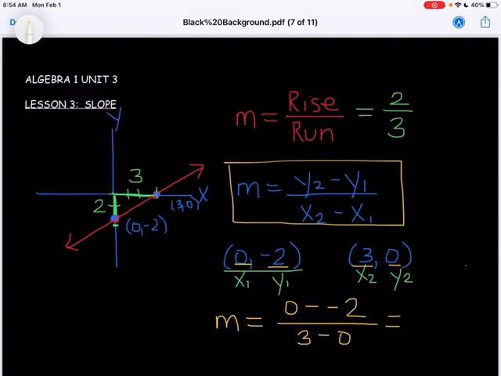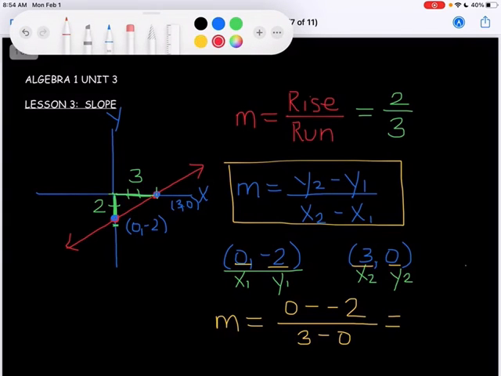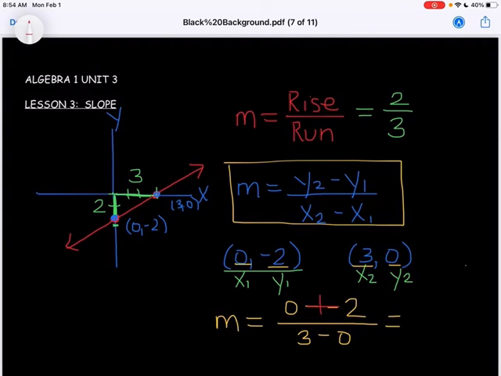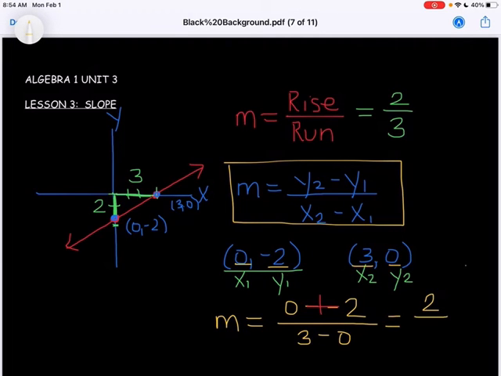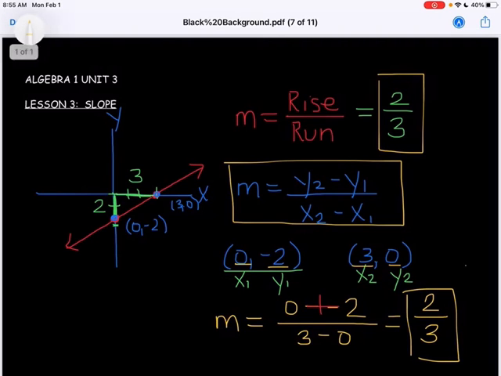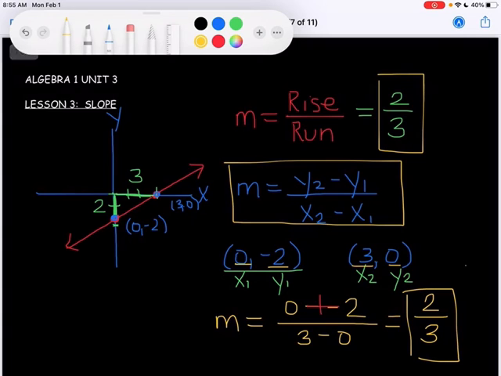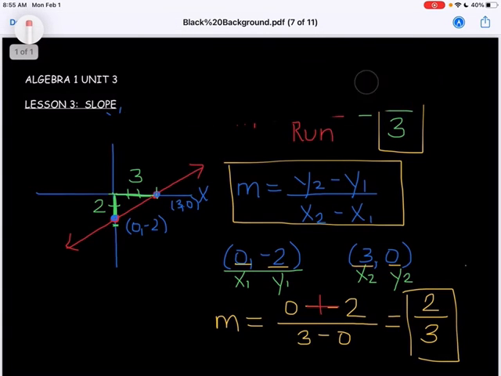Now just watch out when you've got a minus and negative. Remember that becomes plus. So we actually end up with 0 plus 2, which is 2, and 3 minus 0, which is 3, or 2/3. And as you can see, whether we count or use the formula, we end up with the same value. Just remember, if you're going to count on the graph, rise over run, start at the left-hand point and go to the right-hand point.